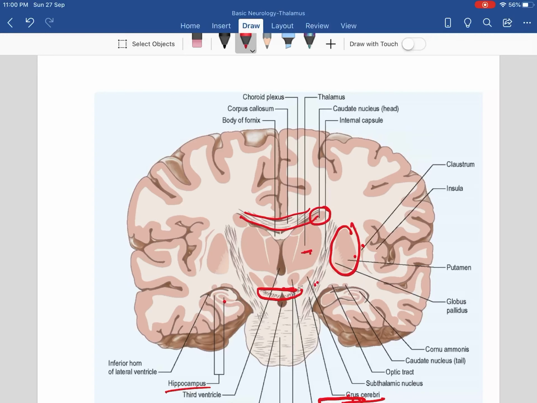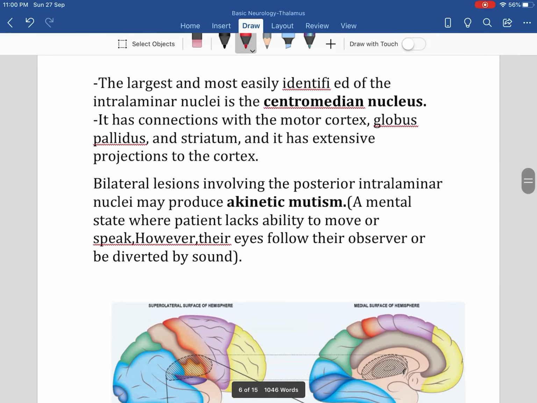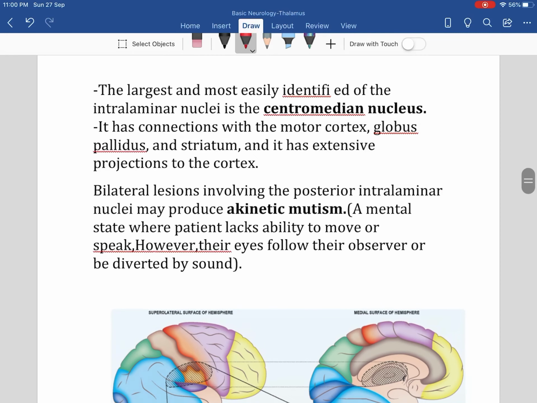You can see corpus callosum here also, and below it first the lateral ventricle will come. Below the lateral ventricle there is the thalamus, and this is the third ventricle medial to the thalamus. Okay, so intralaminar nuclei we know that they receive fibers from the reticular formation and spinothalamic tract, and project to the wall of the cortex.